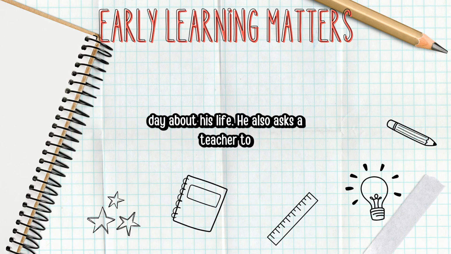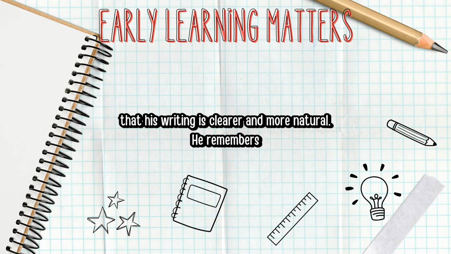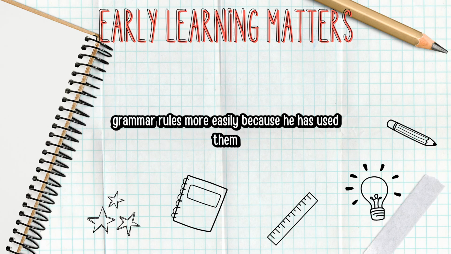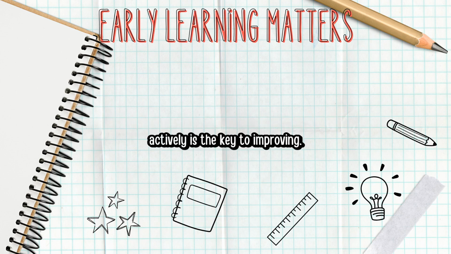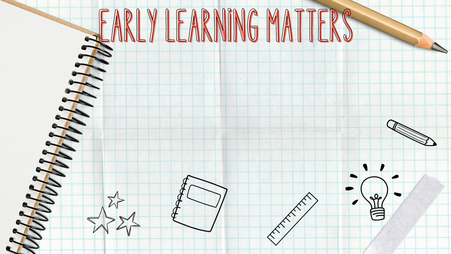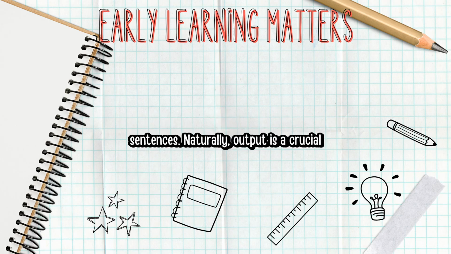He also asks a teacher to correct his mistakes. After 3 months, John notices that his writing is clearer and more natural. He remembers grammar rules more easily because he has used them many times in writing. These examples show that using English actively is the key to improving. The more you practice, the better your brain becomes at forming sentences naturally.